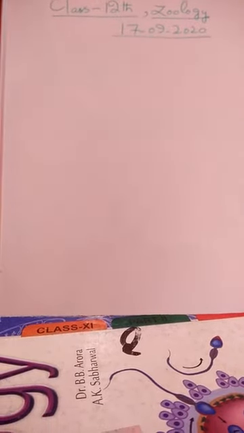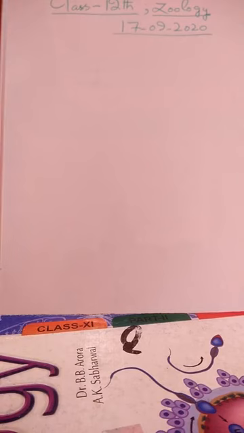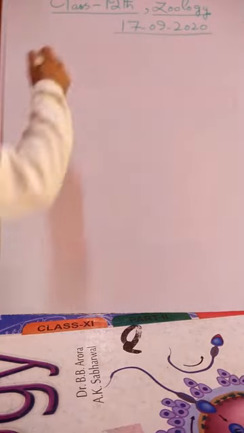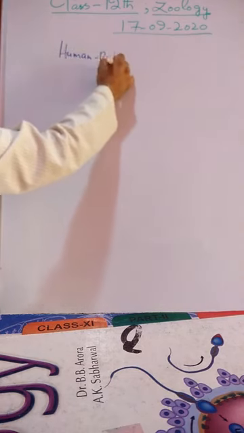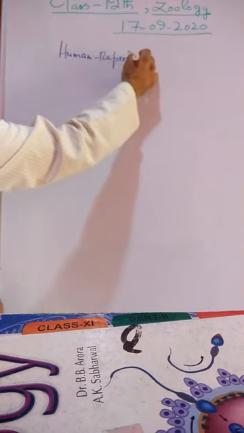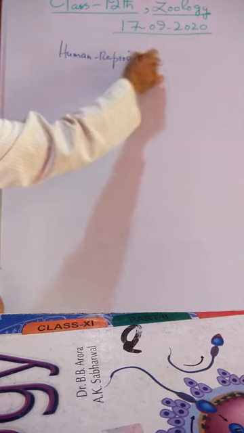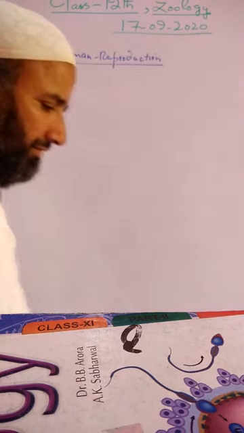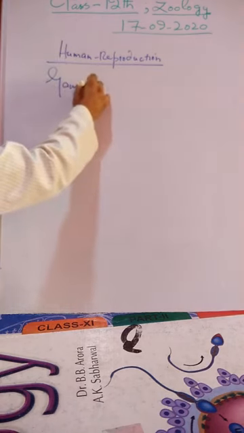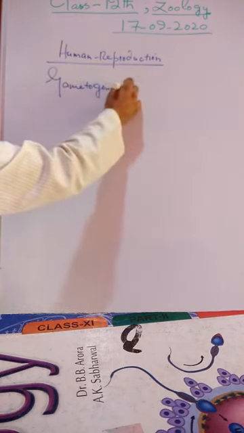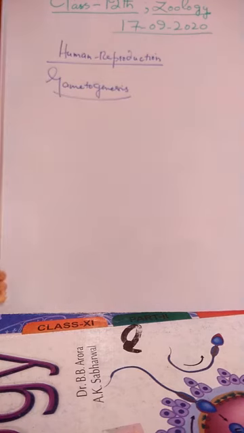My dear students of class 12th, today it is 17th of September 2020. We are dealing with human reproduction. In human reproduction, we have to go through a number of physiological processes also. This is the first chapter, and today we have to go through gametogenesis. This is a very important process in human reproduction.